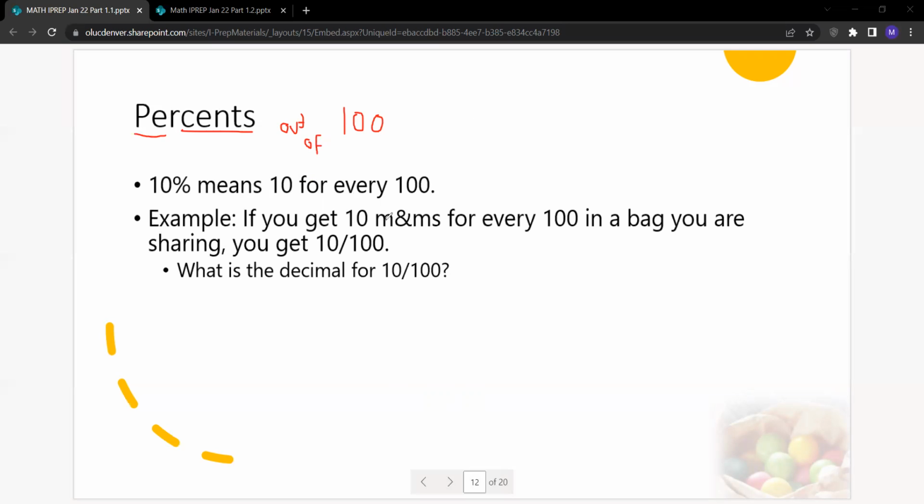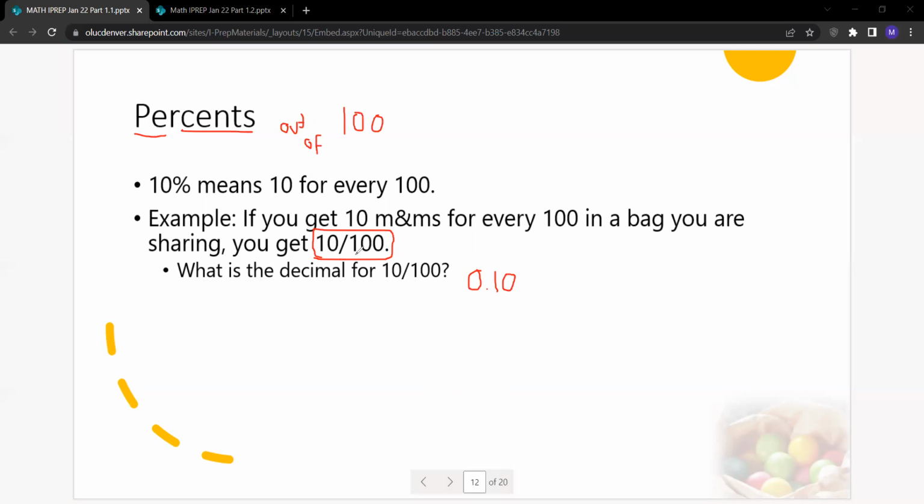So let's look at an example. If you have 10 M&Ms for every 100 in a bag that you're sharing, you get a fraction of 10 out of 100, right? So what's the decimal version of 10 out of 100? We plug into our calculator, we see it's 0.10.